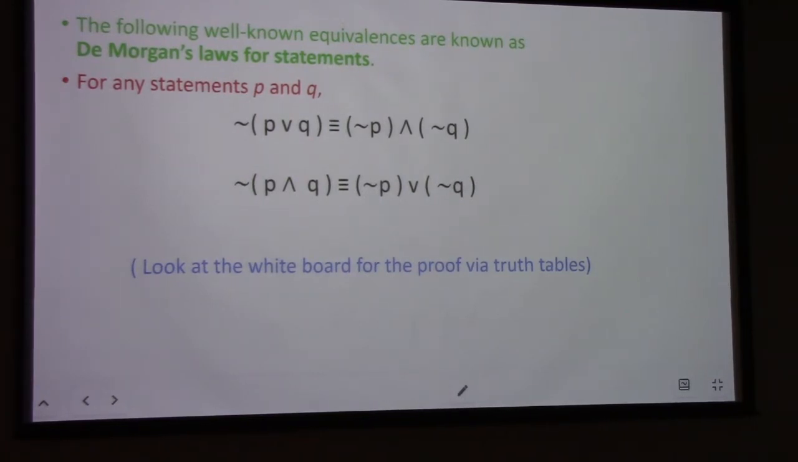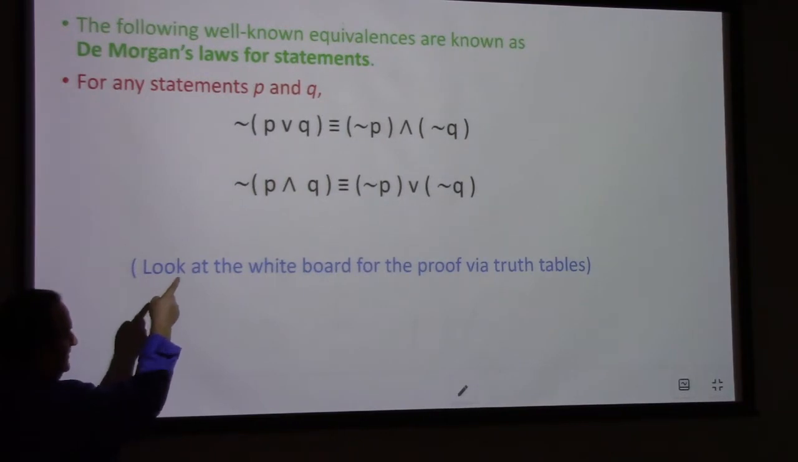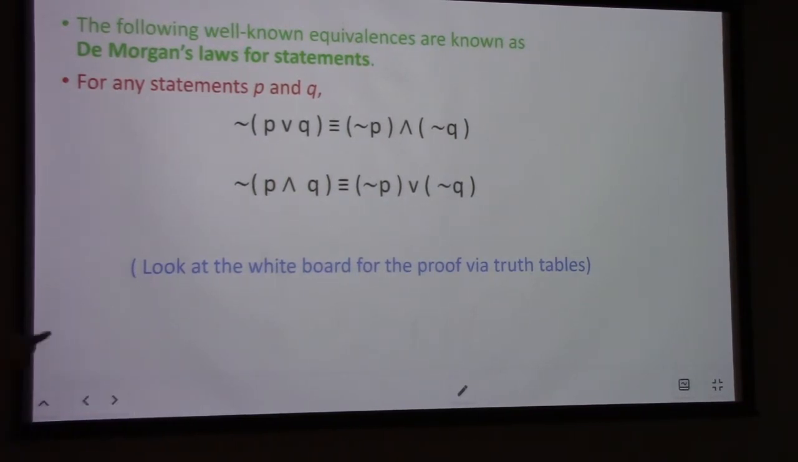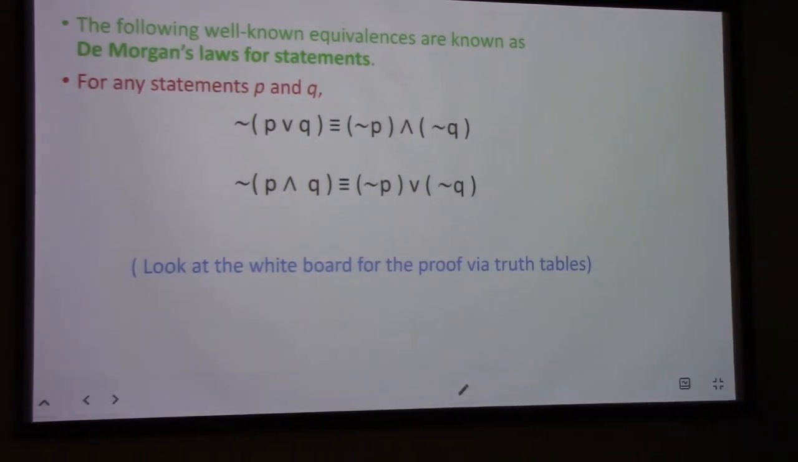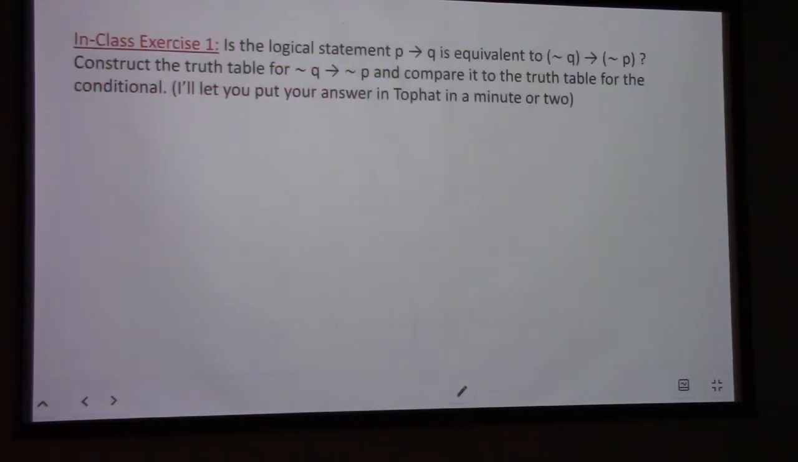All right, so anyway, these are De Morgan's laws, which state that the negation of a disjunction is the conjunction of the negations. And the negation of a conjunction is the disjunction of the negations. So negation flips the and to or and vice versa, like this. Again, we could prove these using a truth table. Maybe we'll do that in class exercise one.